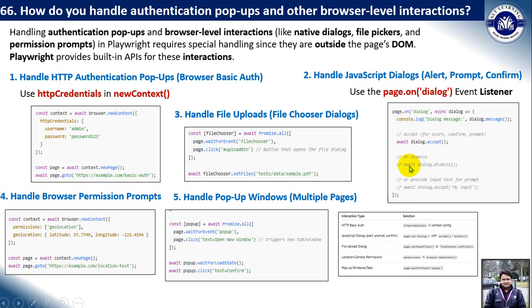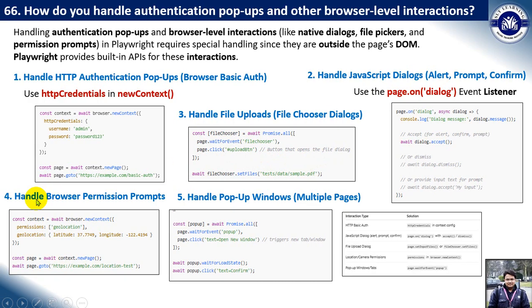Either you want to accept or you want to dismiss, or what exactly you want to do. Okay, how to handle the file upload that we have already seen, but we can revise this one again. We can use Promise.all. This will wait for both the actions to be completed. So first we will click, and then we will wait for this particular element to come, and then we can set the file path. This is the file path, and this will upload the file to the respective folder.